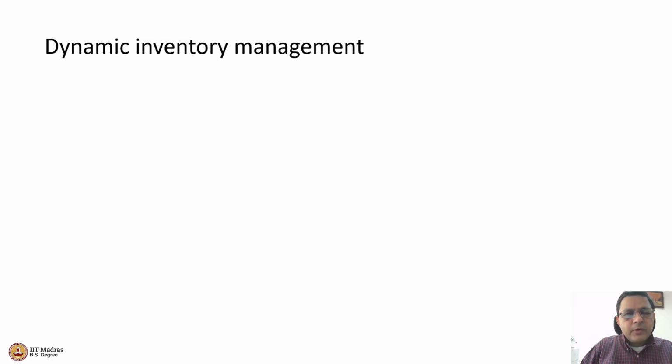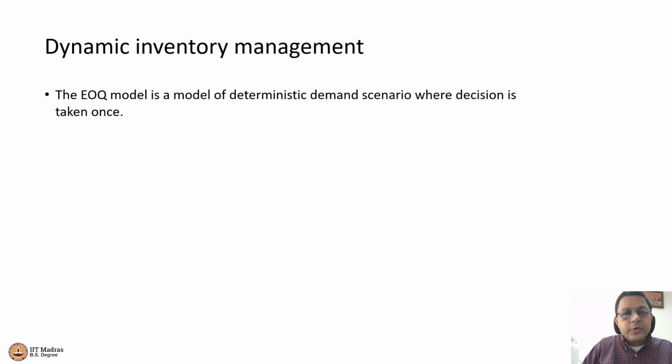So what do I mean by dynamic inventory? So far we have looked at two of the very famous inventory management problems, the EOQ model and the newsvendor problem, right? The EOQ model was a case of deterministic demand, where the decision was taken only once. If you remember, we said D is the total demand per year, and even though the demand is per year, we may have multiple orders, but all the decisions about how much to order are taken once, and we don't change the order size.